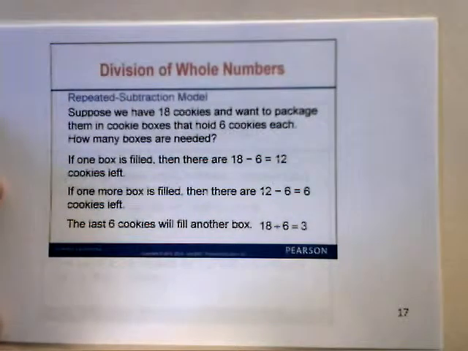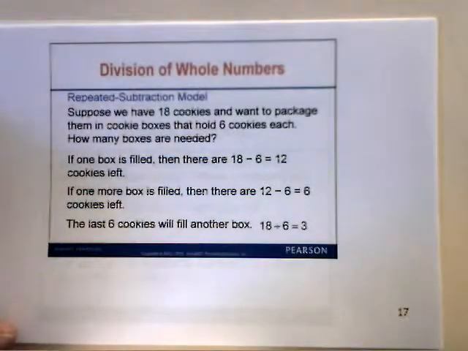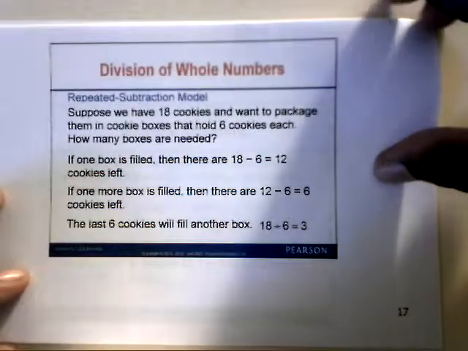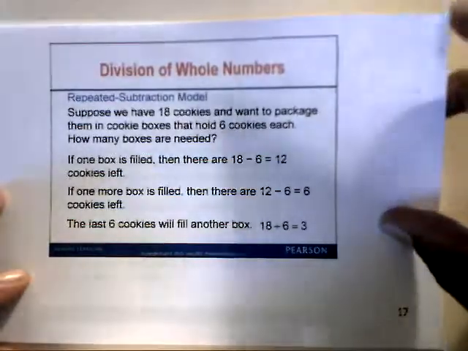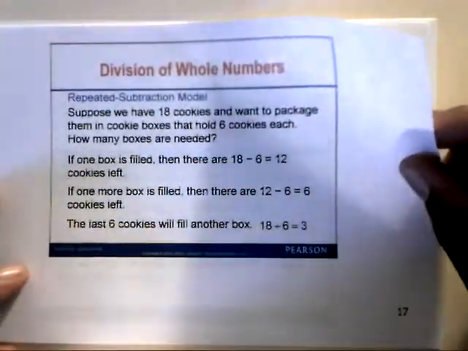Okay, the other model is a repeated subtraction model. Suppose we have 18 cookies and want to package them in cookie boxes that hold 6 cookies each. How many boxes are needed? Okay, 1 box is filled, then there are 18 minus 6, or 12 cookies left. Fill another box, then you'll have 12 minus 6, or 6 cookies left. The last 6 will fill the other box, so that means you have 3 boxes that were used. So 18 divided by 6 is going to be equal to 3.